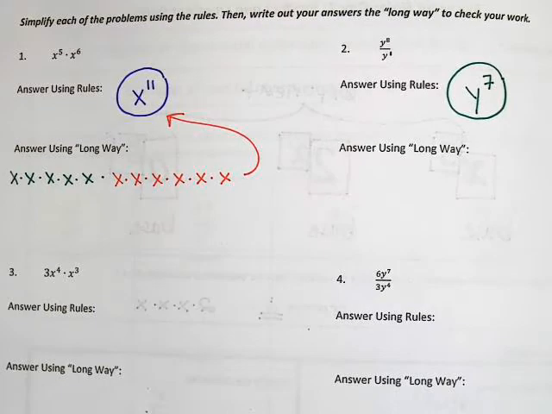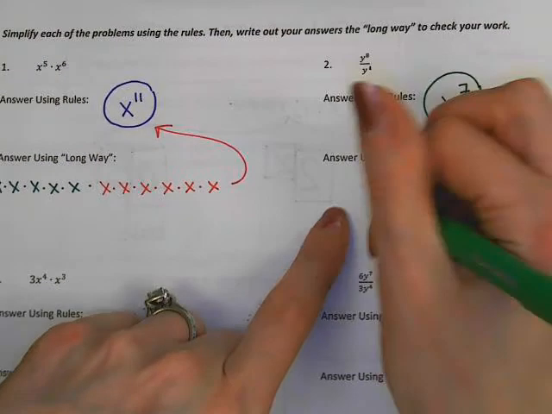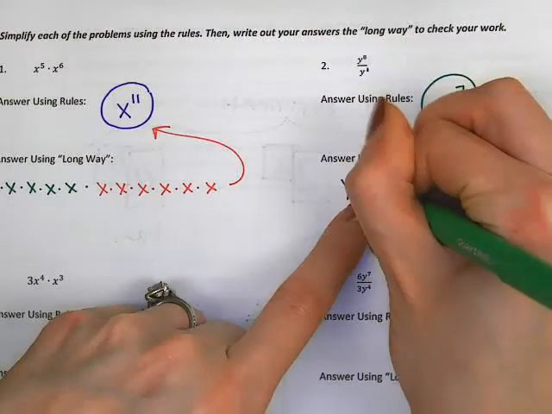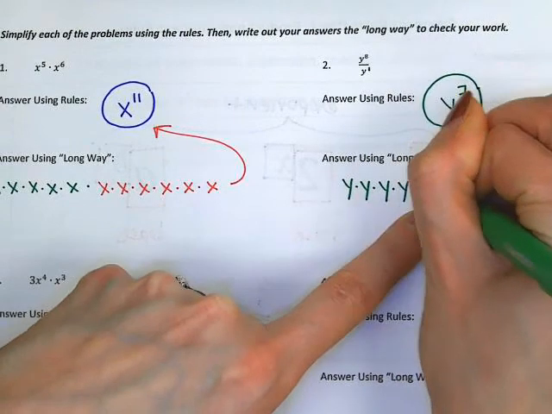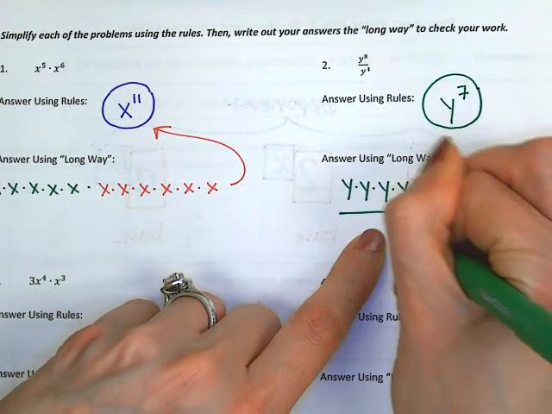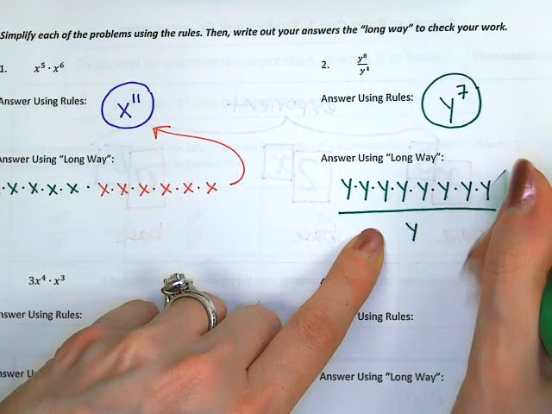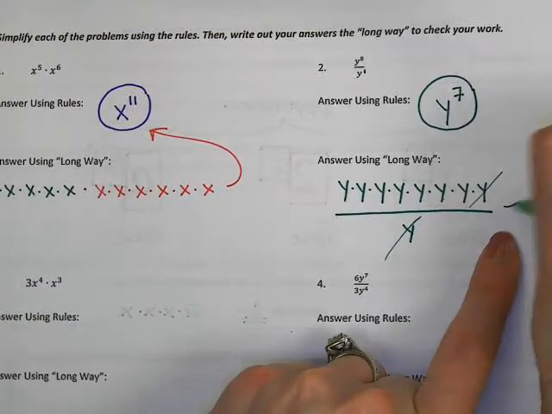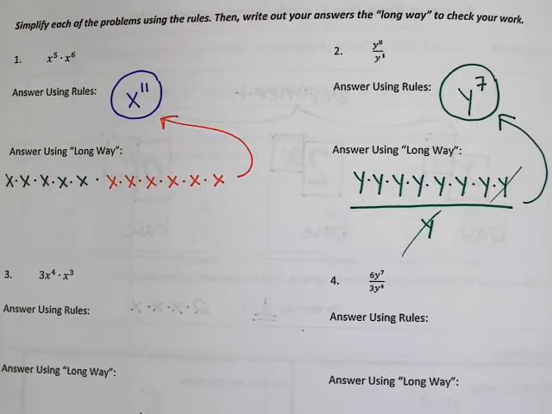Now the long way, you would write it out. So y to the 8th would be 8 y's. And then on bottom, there would only be 1. And if you cancel that 1, you'll notice there are 7 left. Okay, so whatever makes more sense to you.